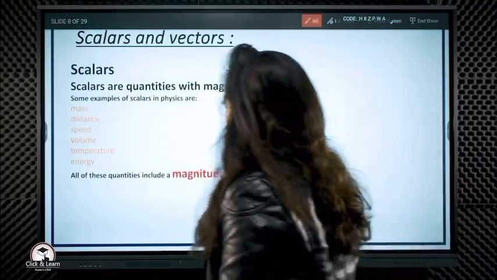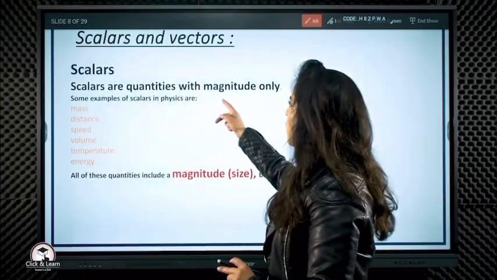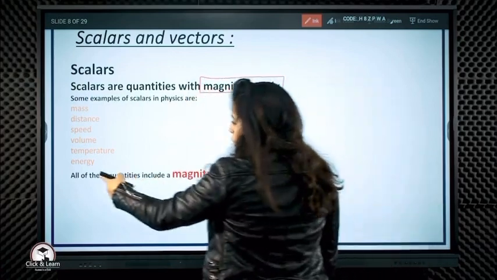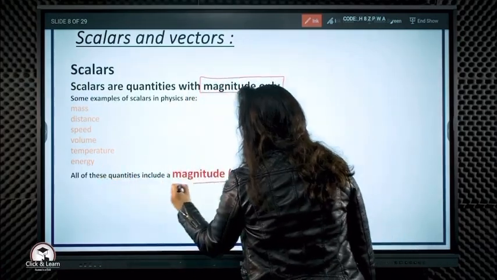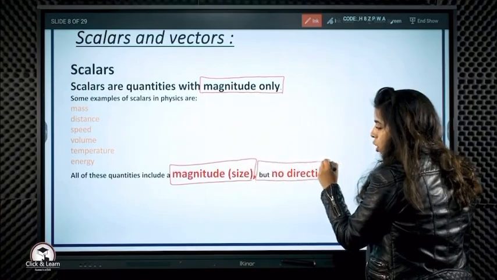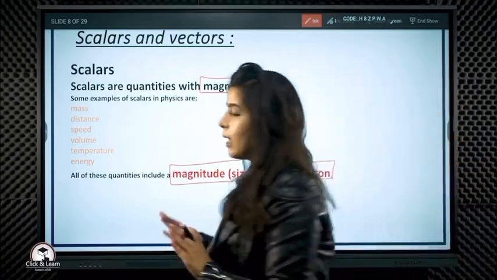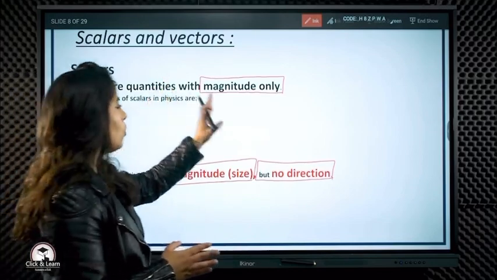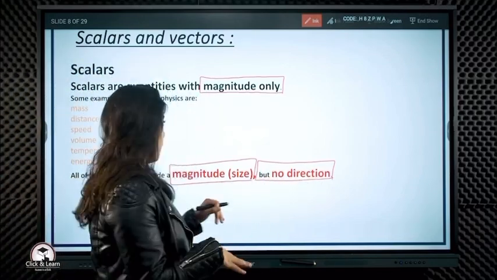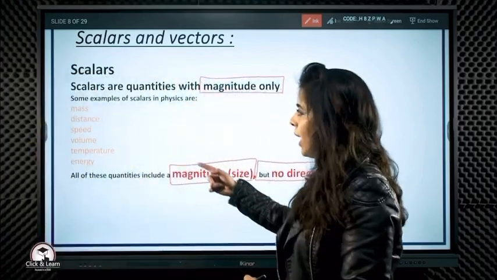Scalars and vectors. Now, I want you to understand that scalars are quantities with magnitude only. All of these quantities include a magnitude, a size. I have a value for them, but I have no direction. So the scalar is a quantity with magnitude only. There's no direction in it. So, for example, we have the mass.